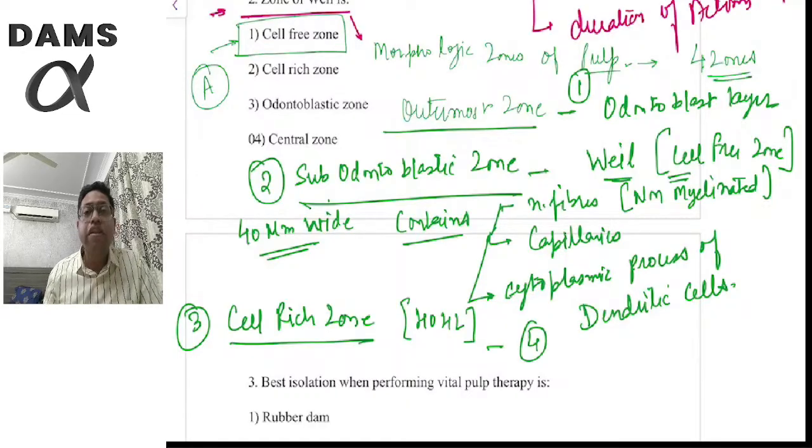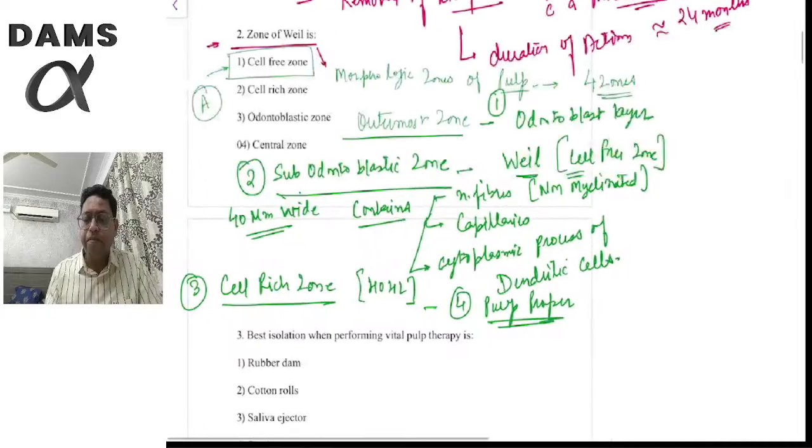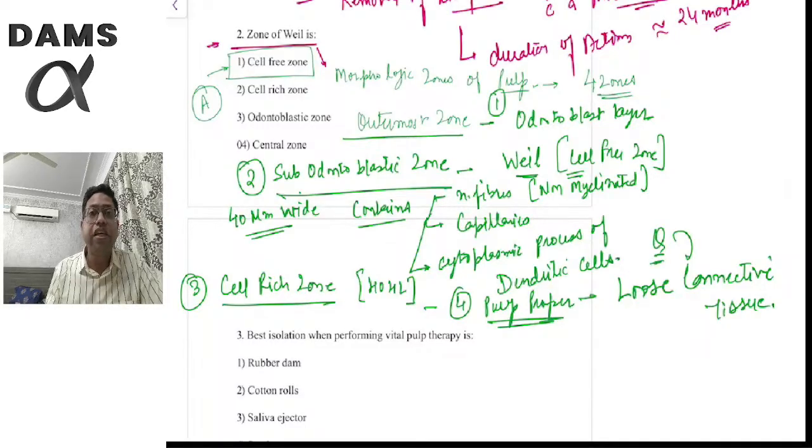And the fourth zone, the innermost zone of the pulp, is called the pulp proper. It resembles a loose connective tissue. So histologically, what type of tissue is dental pulp? Dental pulp is a loose connective tissue. So these are the four zones of the pulp in brief, related to the question that we are discussing. What is the zone of Weil? Second zone, that is the cell-free zone. Okay.